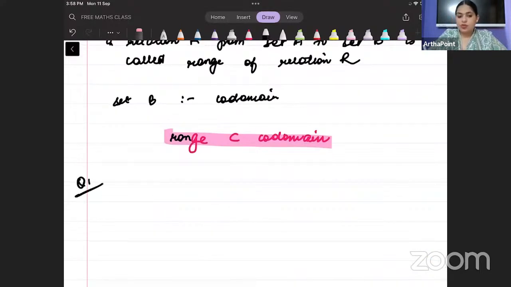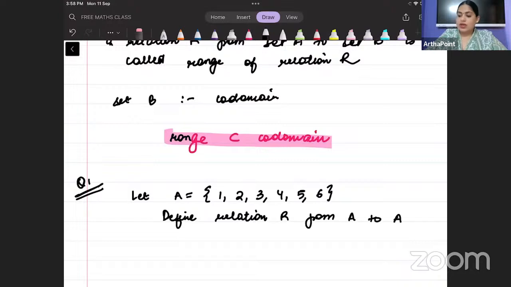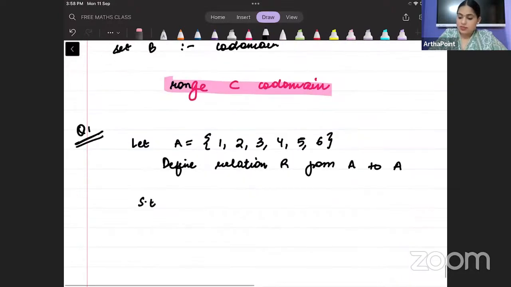So beta, write the first question. Let A be {1, 2, 3, 4, 5, 6}. Define a relation R from A to A such that the relation is all elements (x, y) such that y is x plus 1.